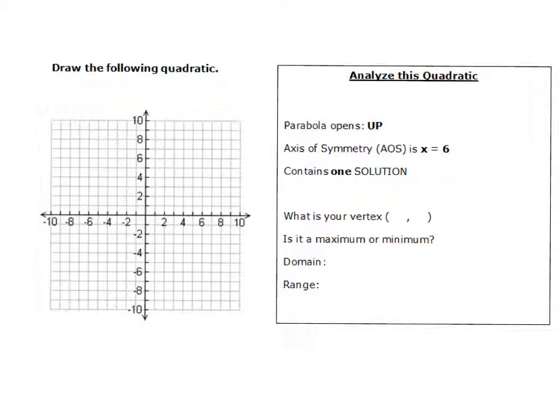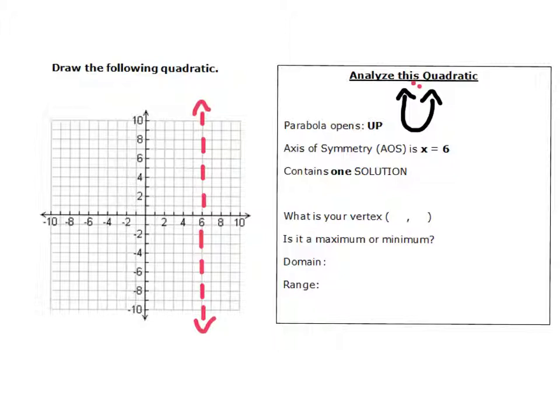Alright, this time I'm going to give you certain situations, and I want you to draw the quadratic based on what I tell you. First thing I tell you is that the parabola opens up, so I know that's going to be a happy face. Okay, that's the first thing I know. The next thing is that I want the axis of symmetry to be x equals 6. So I'm going to go ahead and draw that little dashed line that I've been using for the AOS.